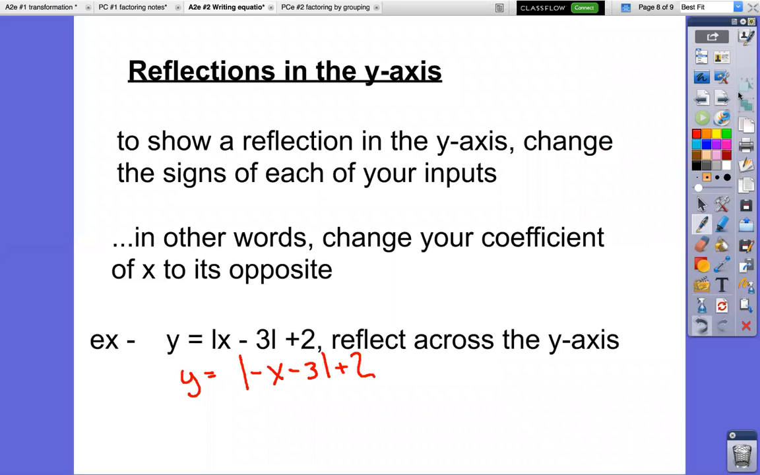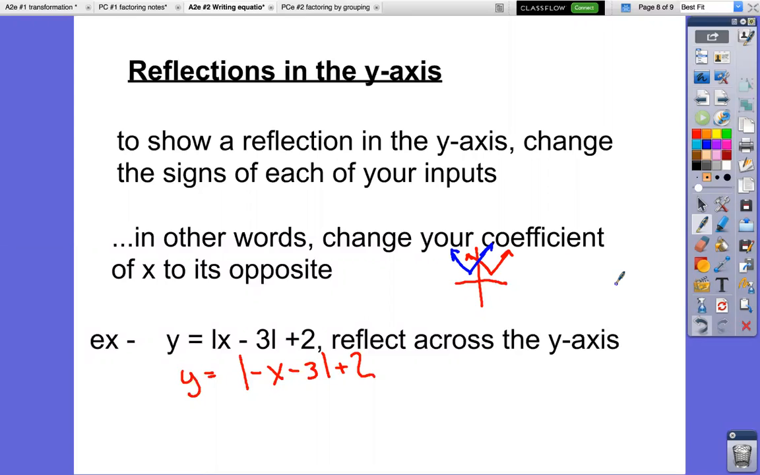Does anybody have any questions on that? I realize you might be writing this down. But this is kind of a minor thing, a reflection in or across the y-axis. I'm just changing the coefficient for x inside the absolute value. You do not see this a ton, but basically what's going to happen is if your original function was like this, and I reflect it across the y-axis, now it's just going to look like this.